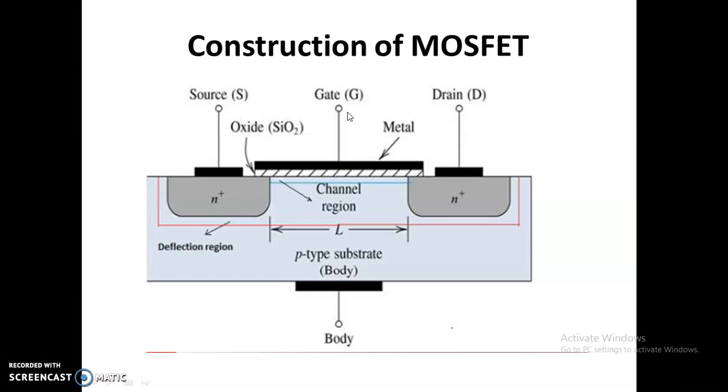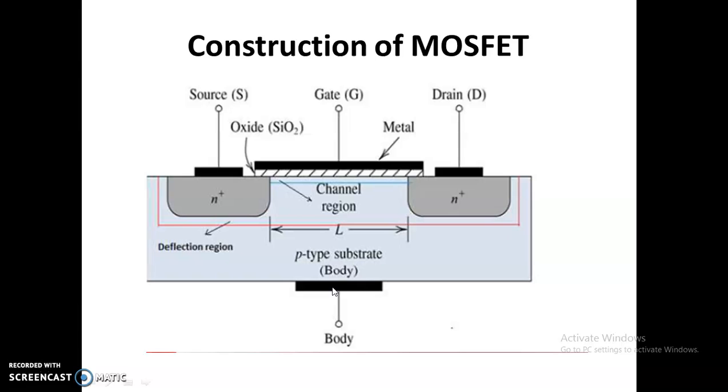Next, construction of MOSFET. In the figure you can see the D-type MOSFET is shown. I will explain the detailed structure of MOSFET. From the figure you can see the three terminals: source, gate and drain. This is the oxide, SiO2 layer. This is the metal. This is the channel region. This is the length of the channel. This is the depletion region. The pink line is the P-type substrate.